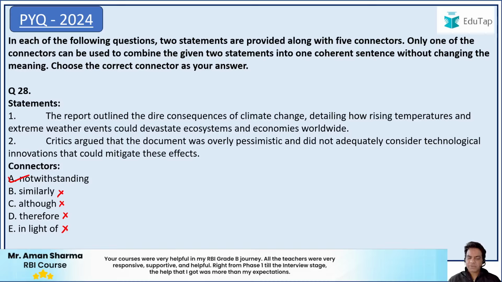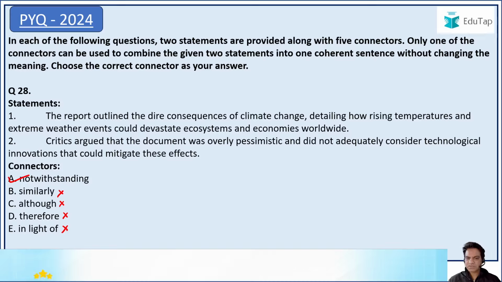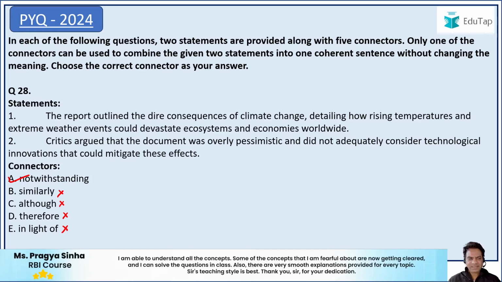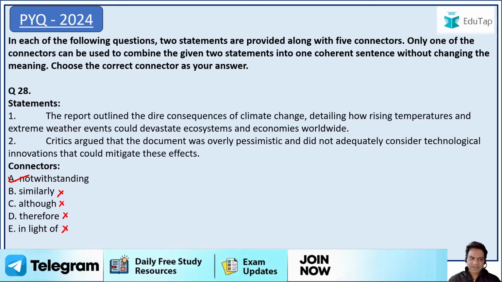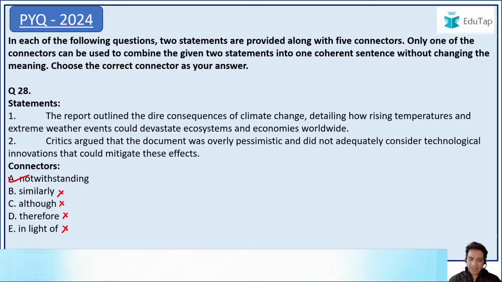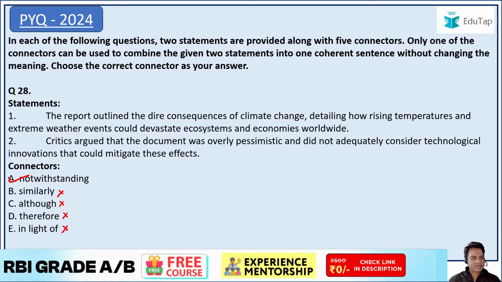So the report outlined the dire consequences of climate change, detailing how rising temperatures and extreme weather events could devastate ecosystems. Notwithstanding, not agreeing with that, critics argued that the document was overly pessimistic and did not adequately consider technological innovation. So option A is the correct answer.